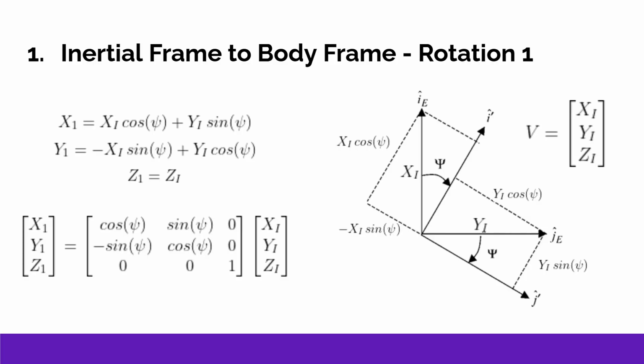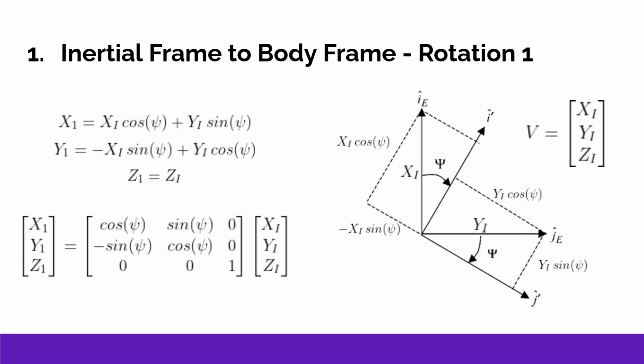So the projection of x_I onto i prime is going to be x_I cosine of psi, and because the direction of that projection is in the same direction as the positive i prime axis, it is going to be a positive contribution. The projection of y_I onto i prime is going to be y_I sine of psi, and because the direction of that projection is also in the same direction as the positive i prime axis, it is going to be a positive contribution as well.